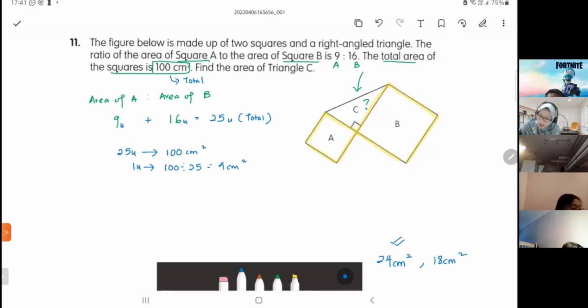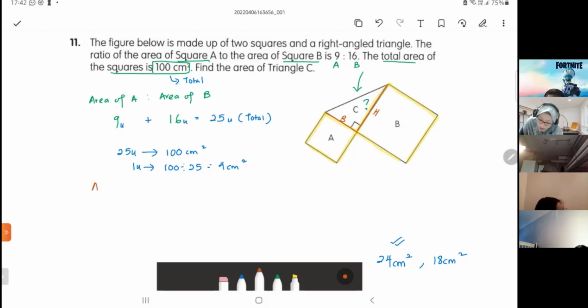Now, I want to find the area of triangle C. To find the area of triangle C, I need to find the base and the height, which are the sides of the triangle. To find the base and the height, I need to find the side of square A and the side of square B. That is my aim. So let's find the area of A first.